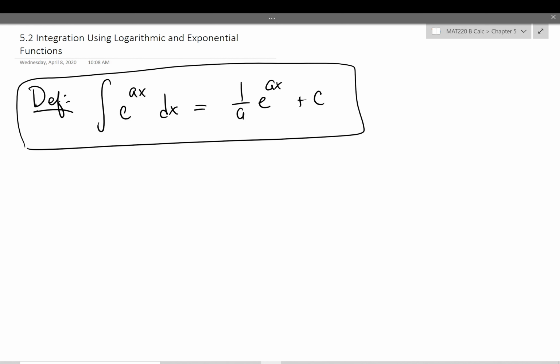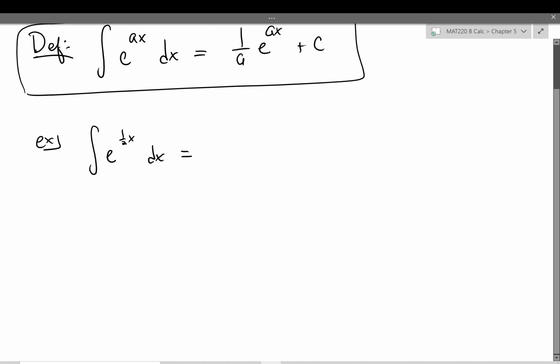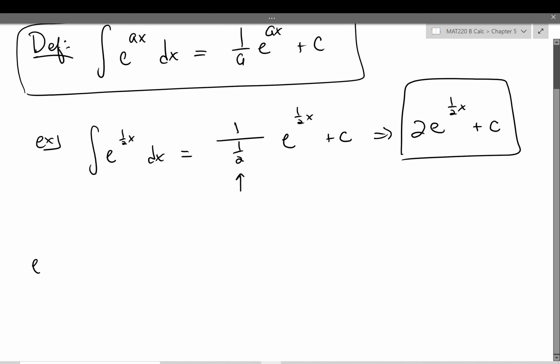So let me show you some examples. The first example is going to be integrating e to the 1/2 x dx. According to my rule up above, I'm going to write 1 over 1/2 e to the 1/2 x plus c. I'm going to simplify the coefficient here, so that's going to give me 2e to the 1/2 x plus c.